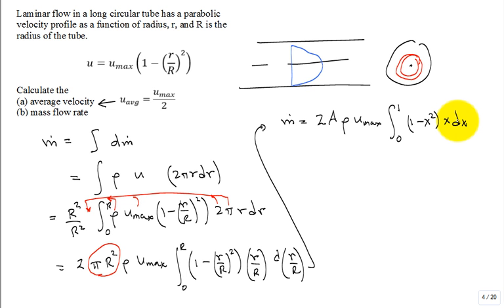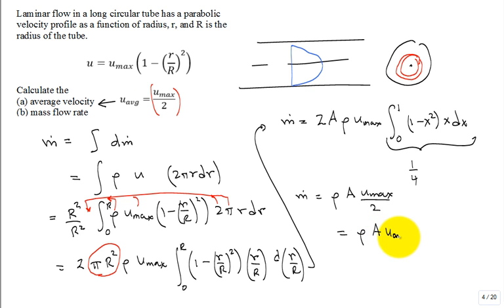Hey, I've done that integral. True? What did we say that this integral was equal to? It was 1/2 or 1/4? Is it 1/4? 1/2 minus 1/4? So it's 1/4. So it's 1/4, true? And so m dot is equal to rho A u max divided by 2. But what is u max divided by 2? It's equal to rho A u average. And that's what we use all the time.